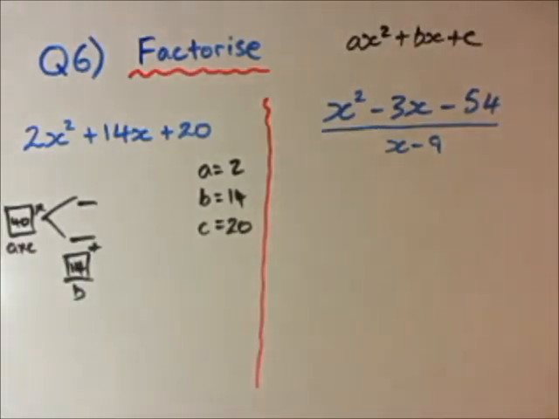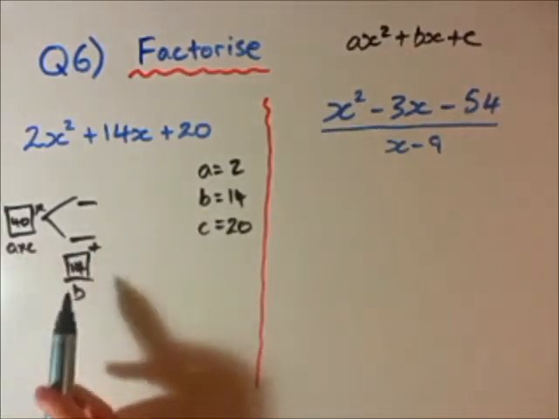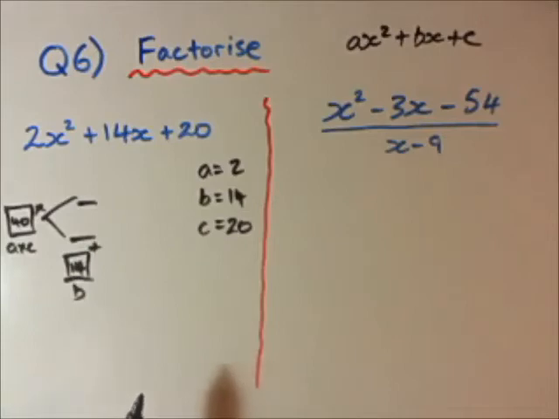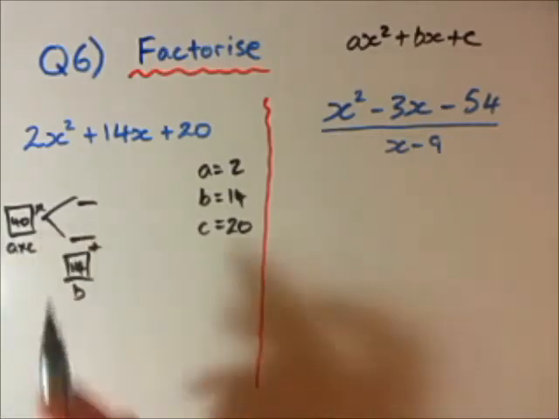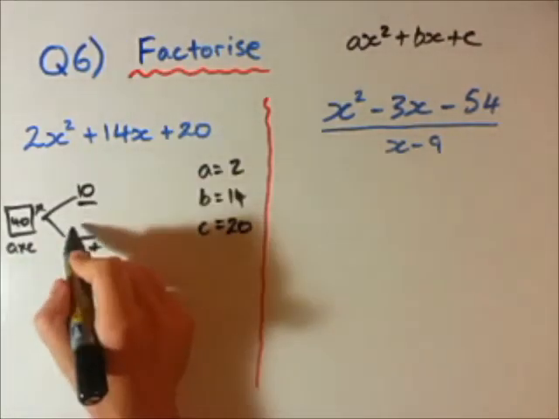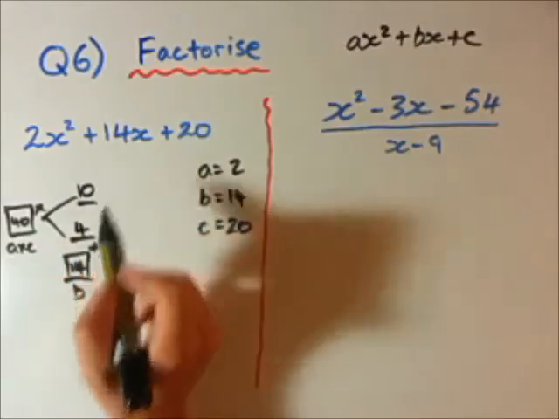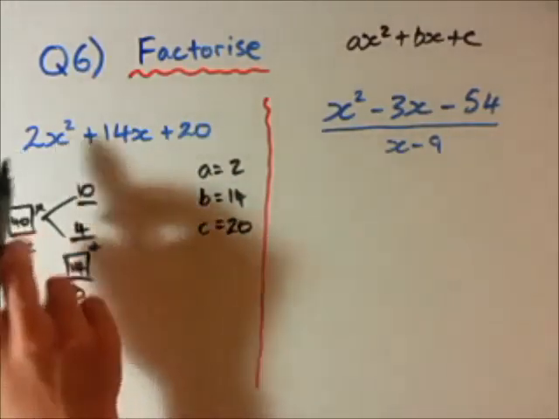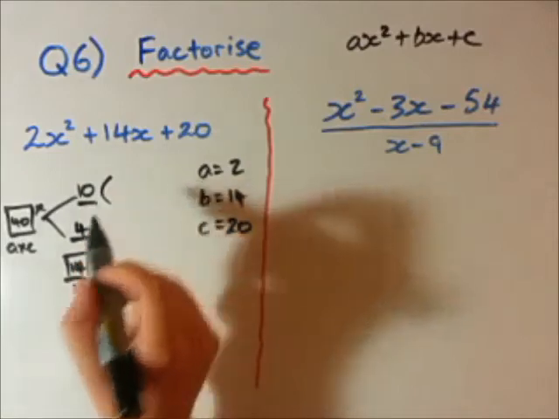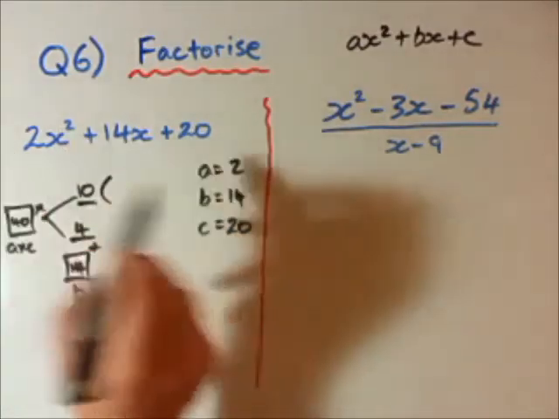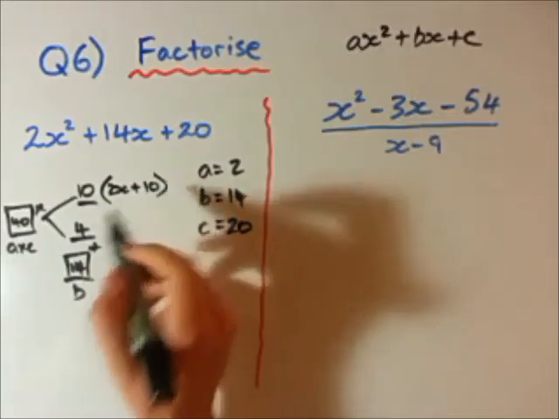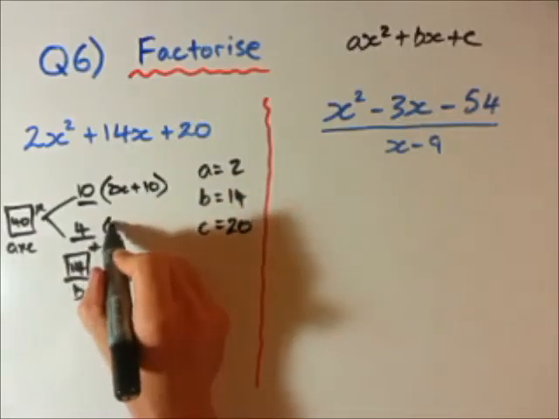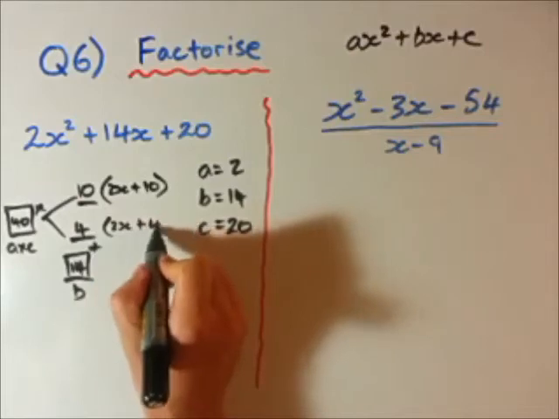So now we need to find two numbers that times to give 40 and add to give 14. Well, this is a bit of an easy one. I'm not going to go through all the combinations because I know that 10 times 4 is 40 and 10 plus 4 is 14. So I can go ahead and write 10 and 4. Now, here's where it's different when you have an A which is not 1. Instead of writing just x, you're going to write what a is. It's going to be 2x plus this number, 10. And you're going to also do it for the second one, 2x plus 4.